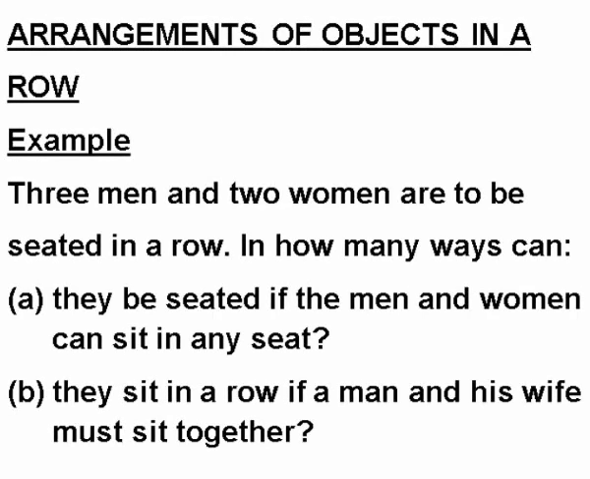Okay, grade 12, what I want to do is look at arrangements of objects in a row. We're going to consider an example where 3 men and 2 women are to be seated in a row. In how many ways can they be seated if the men and women can sit in any seat? Okay, now let's have a look at that.